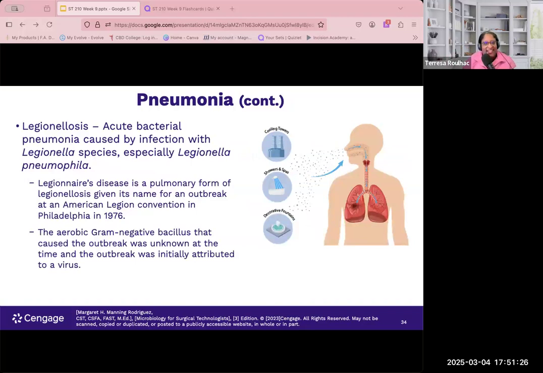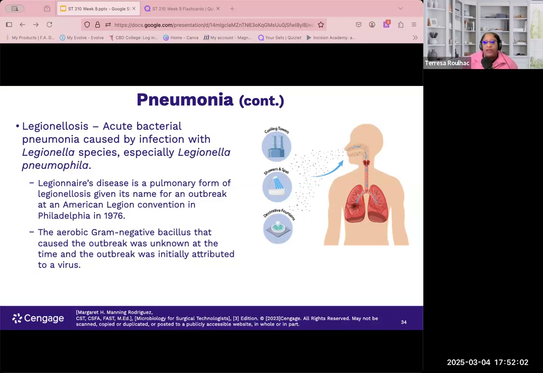The last part that we're going to get into is legionellosis. It is an acute bacterial pneumonia caused by the Legionella species. This disease, commonly known as Legionnaires' disease, was named after the outbreak at an American Legion convention in Philadelphia in 1976. Initially, the cause of the outbreak was unknown. They didn't figure it out at first, and they thought it to be a virus, but it was later identified as a gram-negative bacillus.